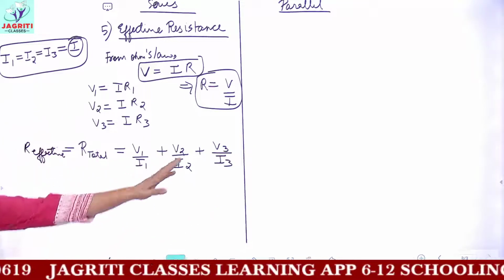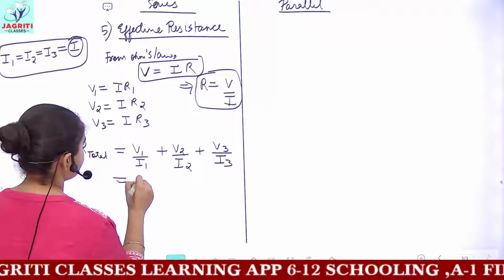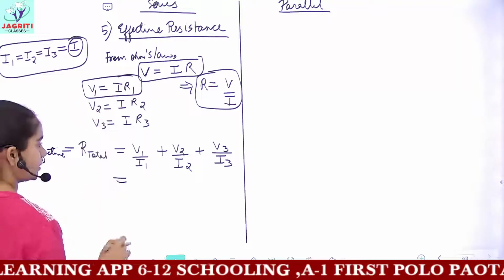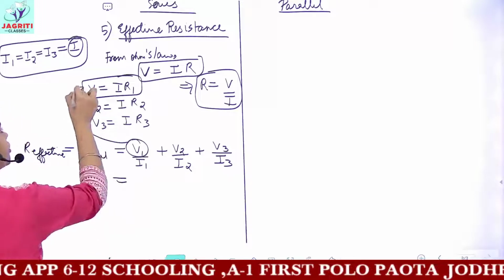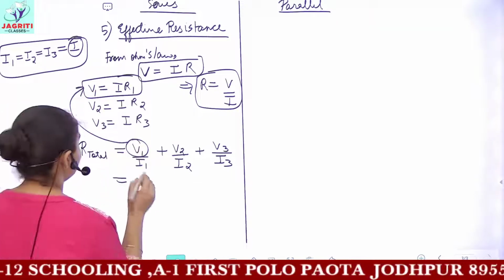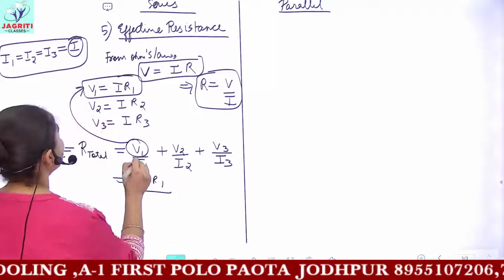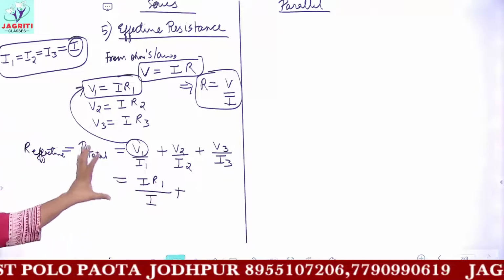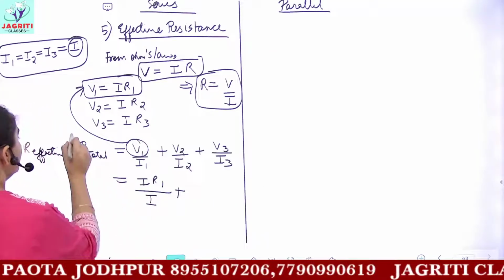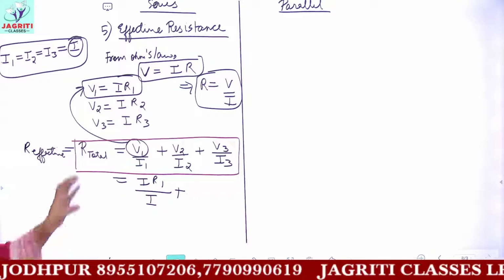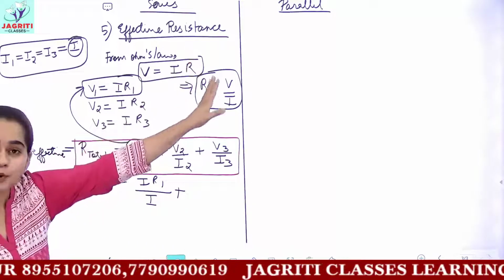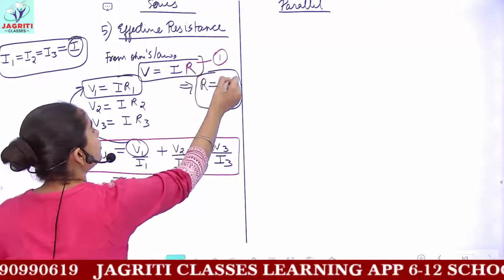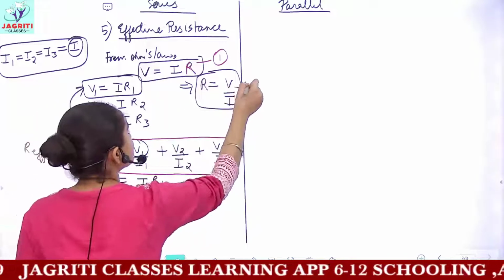We know I1, I2 and I3 are the same. So instead of V1, we can write IR1. Okay, so this value of V1, I am putting from this equation. V1 is IR1. So we'll be getting IR1, and I1 is also equal to I, so IR1 upon I. I hope this is clear. See, what we are doing is substituting. This would be the equation of total resistance. V equals IR from Ohm's law. This was our first equation. From this we can find the value of R. So R would be V upon I. So this gives us the second equation.